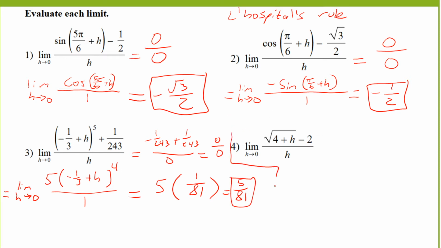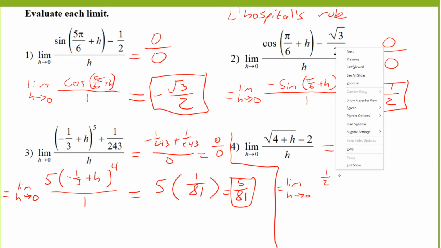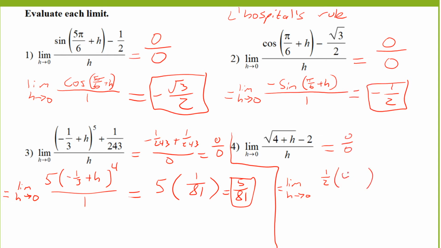Okay, I'm going to leave myself a little bit of space. Aileen, back to you. If I plug in 0, I get 0 over 0 again, so we can use L'Hospital's rule. What happens when I derive the square root of 4 plus h? One half times 4 to negative 1 power. 1/2 times 4 plus h to, say again, what power? Negative 1/2. Negative 1/2, perfect. Over 1 when I derive the bottom separately.